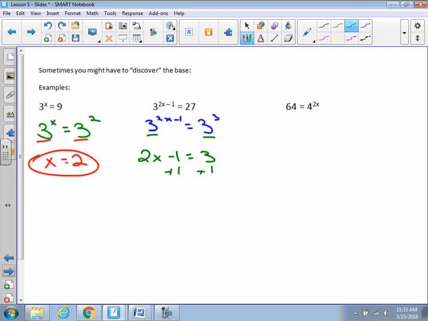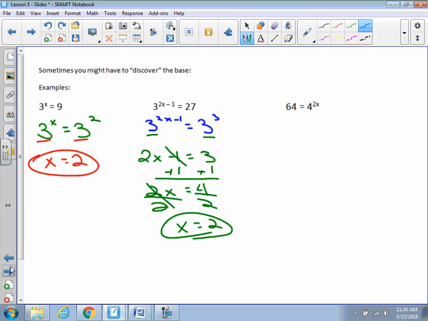Here's my last one of this. So 64 is the same as 4 to the third power. So since I have a same base of 4, I can set 3 equal to 2x, divide both sides by 2, and we get x equals 3 halves, or 1.5.